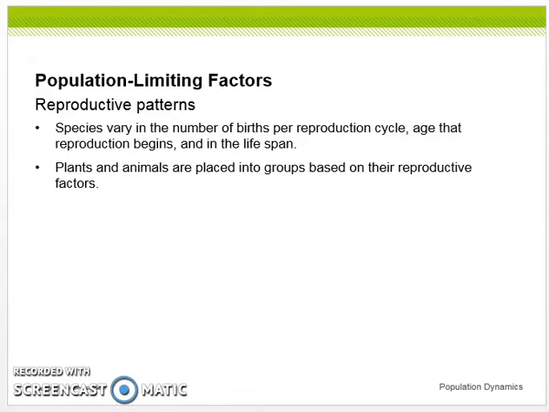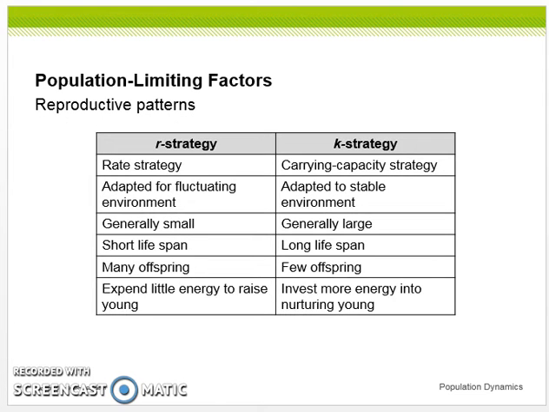Species will vary in the number of births per reproduction cycle, the age that reproduction begins, and in lifespan. Plants and animals are placed into groups based on their reproductive factors. Here you can see the difference between an R and a K strategy.